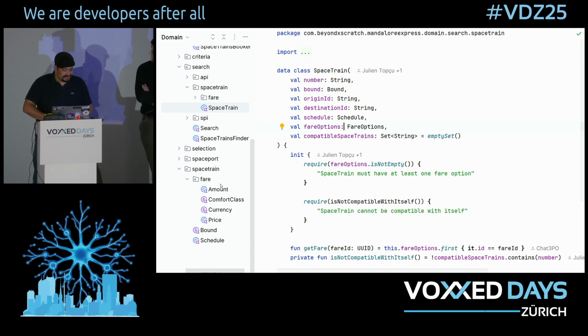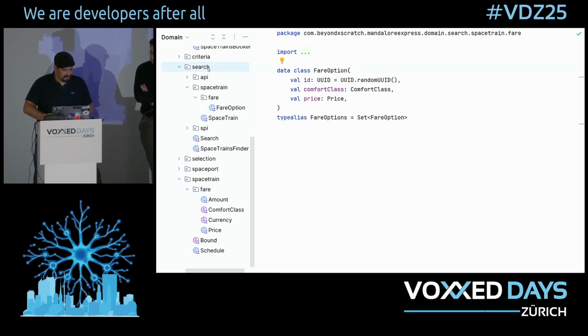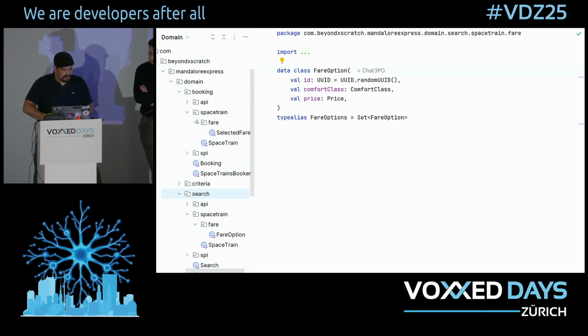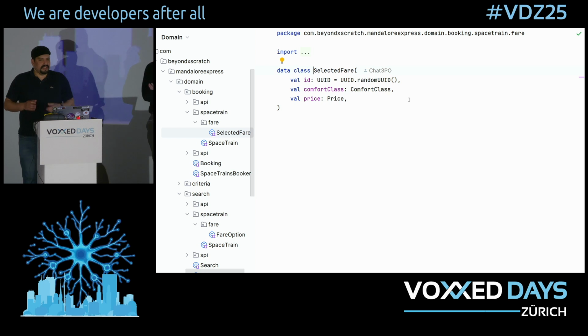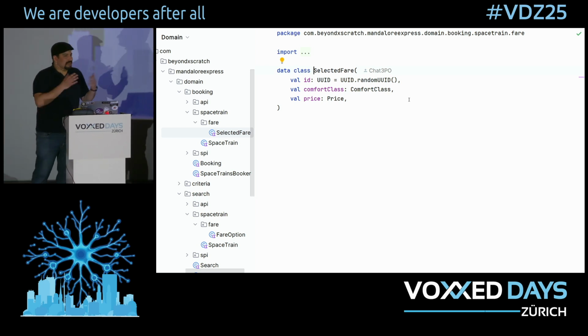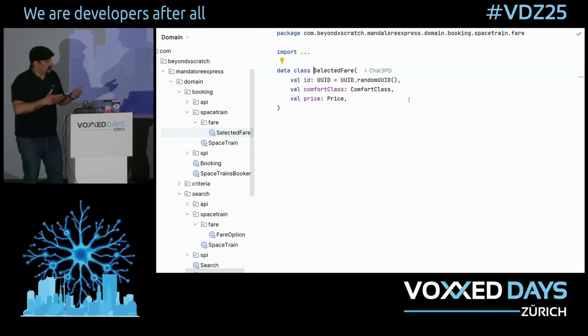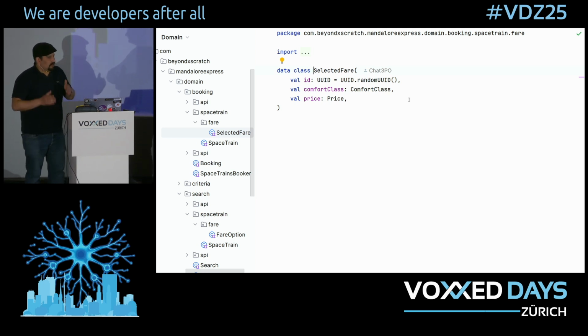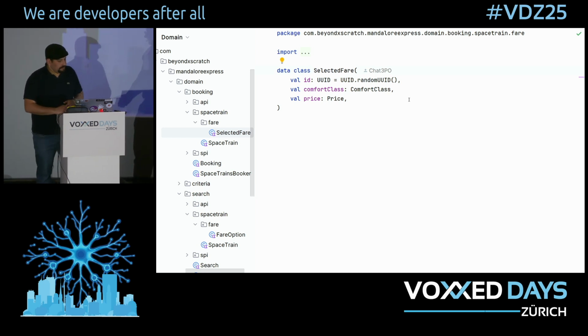Okay, so let's see here. Fare disappeared, but in the search we have a fare option, and in the booking now we have a selected fare. So if I understand well, it's not because they have the same structure that they are the same thing. It's like having a human class with a string as a name and a dog class with a string as a name. You definitely don't want to consider this the same thing in your application. Exactly. It's not because it quacks like a dog that it is a duck.